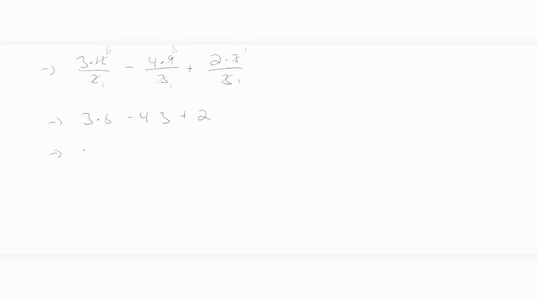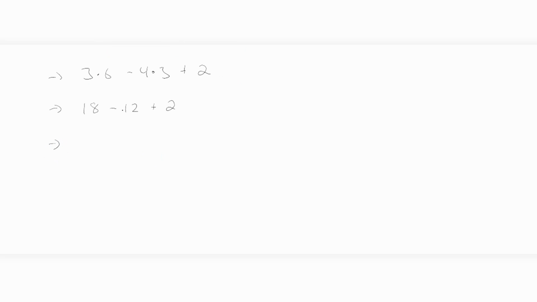I know that 3 times 6 is 18. 4 times 3 is 12. Here I'm looking at 3 terms, an 18, a negative 12, and a 2. I can rearrange this however I see fit, as long as the term owns the sign in front of it. So that negative 12 is a negative 12 anywhere I move it.